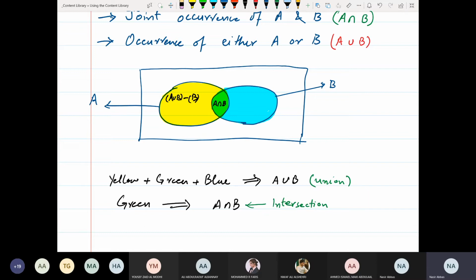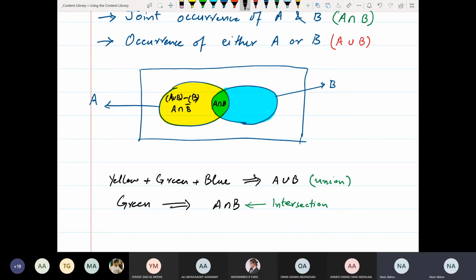Omar. A intersect complement of B. A intersection complement of B. Let me see. A intersection, the common area between A and B complement. Yes, this is right. This is another way of writing only the yellow part. A intersection B complement. Any other way?